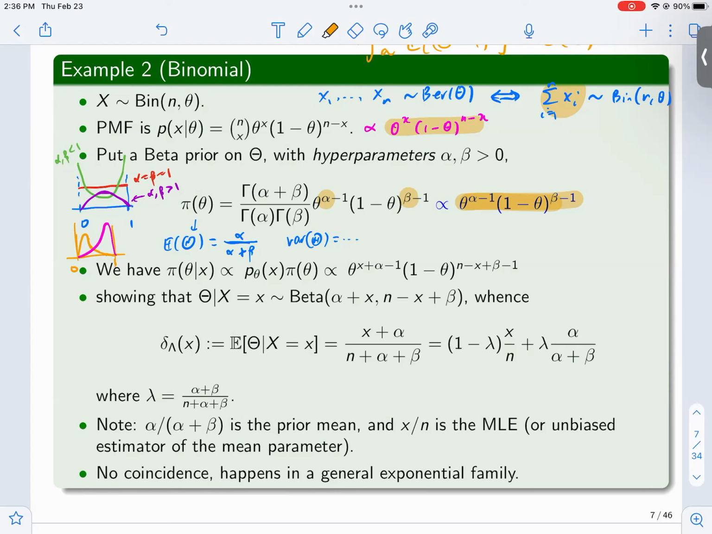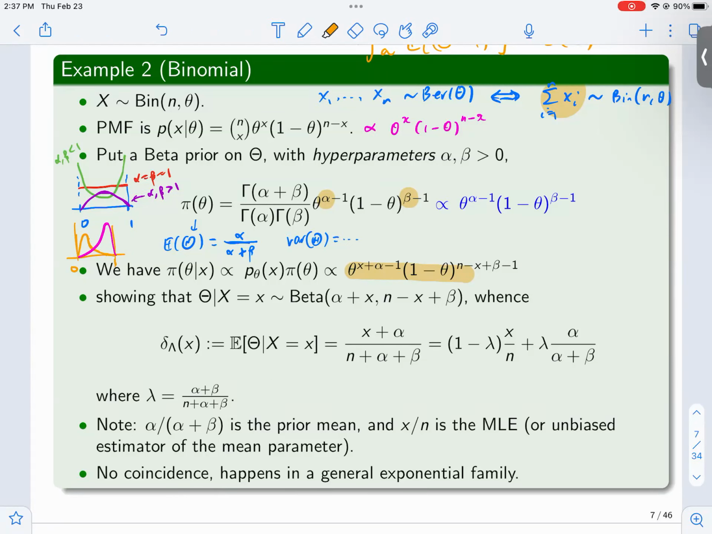So once I multiply both, if I multiply the likelihood by the prior, you can see that I'm just going to add up the exponents, right? So you get x plus alpha minus 1 here for theta, and the other one would be n minus x plus beta minus 1 here. Okay, so the functional form of the posterior is the same, the parameters are different. Because the form is the same, the posterior would be another beta distribution.